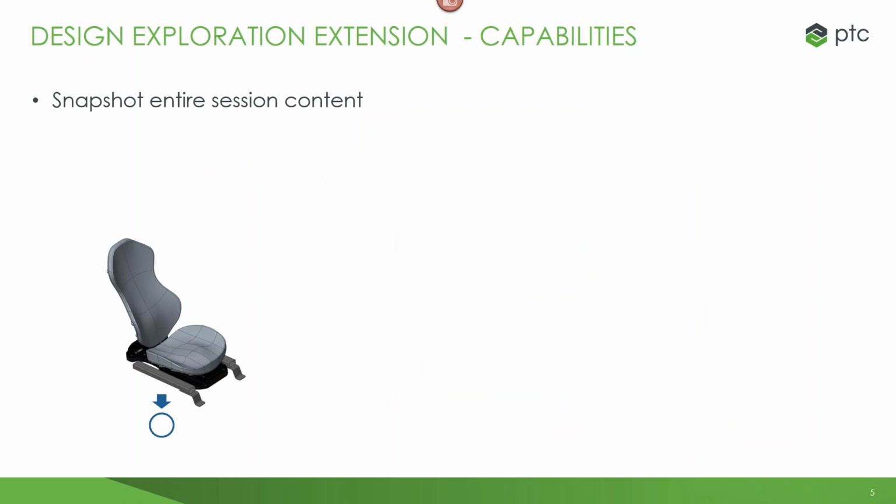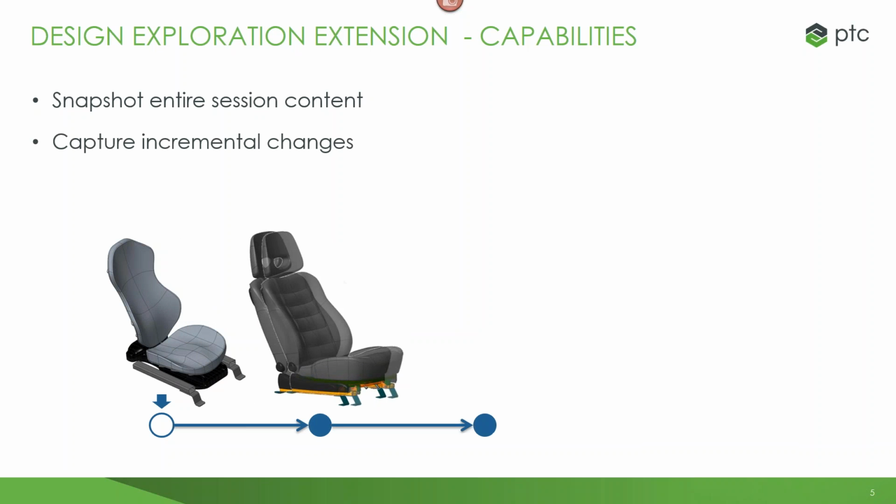So let's go a little bit more into what that means. I'm basically creating a sandbox for my design where I can just play around with my models without worrying about messing up anything or losing information. So the first thing we do is snapshot the entire session content, as I said. So any changes from this point on can just be safely reverted. And then I'm just capturing incremental changes.